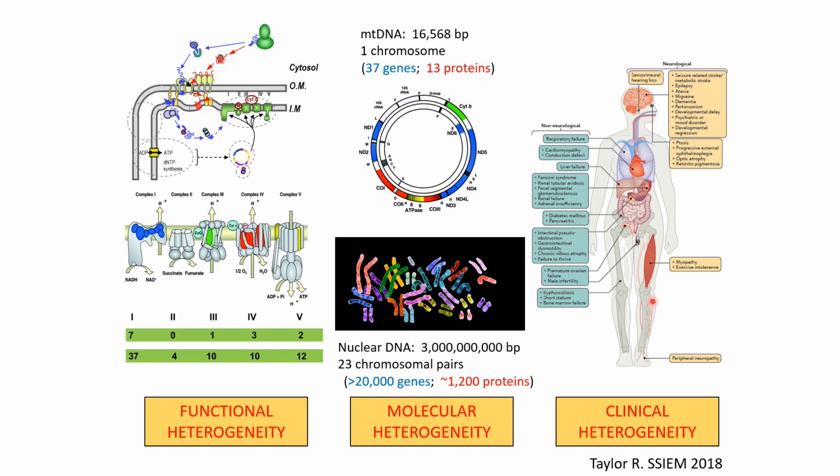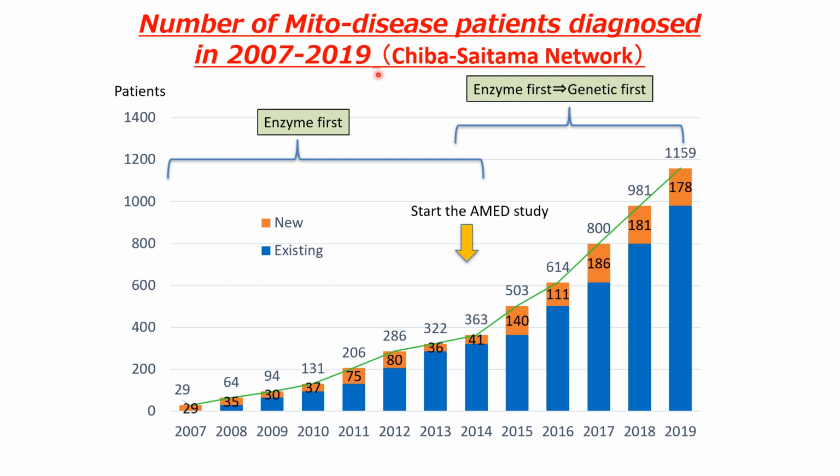Third is clinical heterogeneity, that mitochondrial disease can present with many symptoms, including neurological and non-neurological symptoms. This is the number of mitochondrial disease patients diagnosed enzymatically or genetically from 2007 to 2019. For the first 7 years, we did enzyme analysis first, but recently we have changed from enzyme first to gene first.